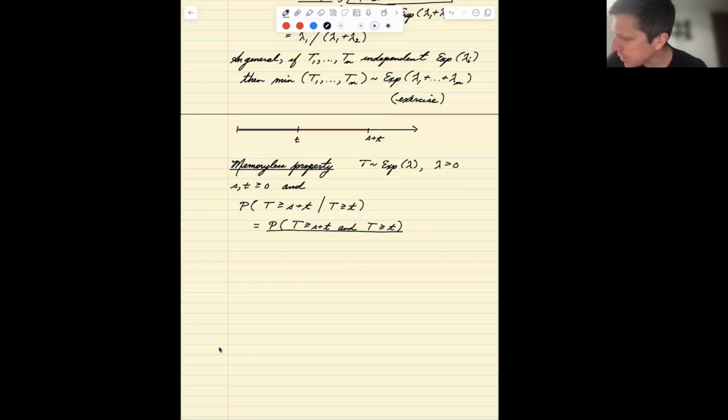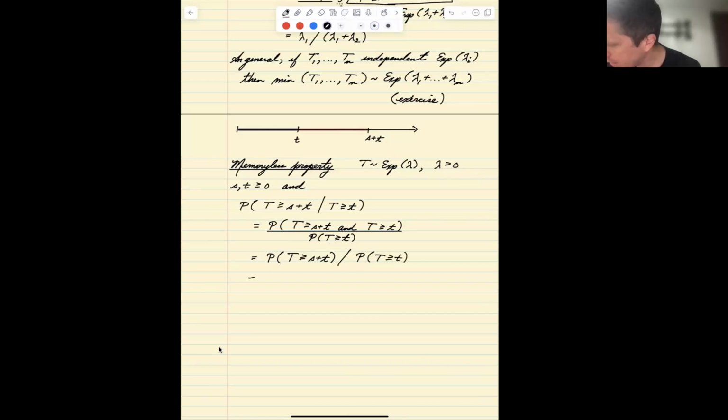Divided by the probability of the condition, which is the probability that T is bigger than or equal to t. Well, in order for T to be bigger than or equal to s plus t and T to be bigger than or equal to t, that's really just one condition, because s plus t is strictly bigger than t. So if you're bigger than s plus t, you're bigger than t. And then this is the probability that T is bigger than or equal to t.